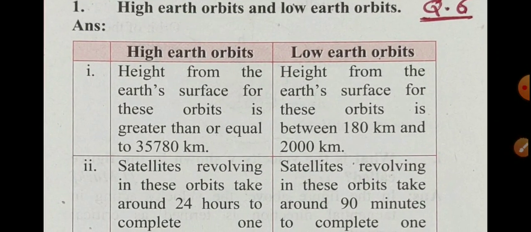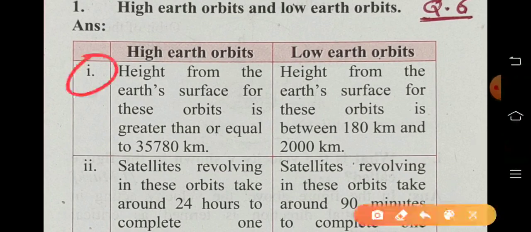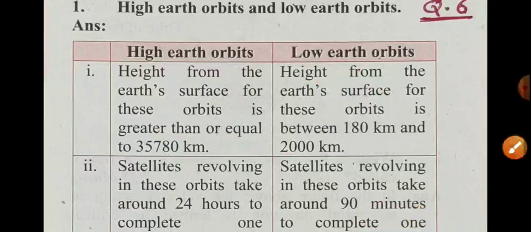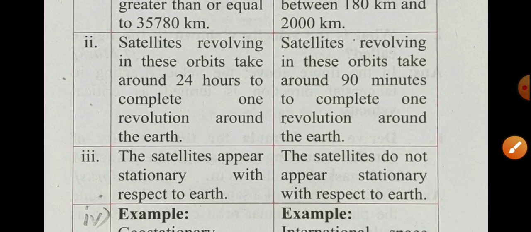First point, high Earth orbit. Height from the Earth surface for these orbits is greater than or equal to how many kilometers? 35,780 kilometers. Low Earth orbits, what is the meaning? Height from the Earth surface for this orbit is between 180 kilometers and 2000 kilometers. So you are getting half mark for this first correct point.